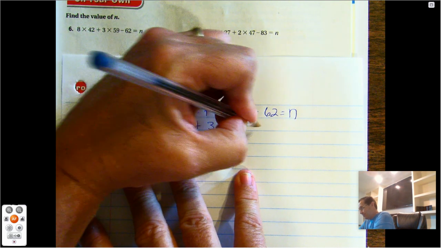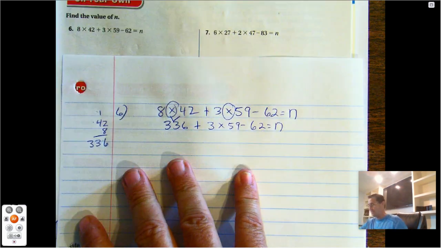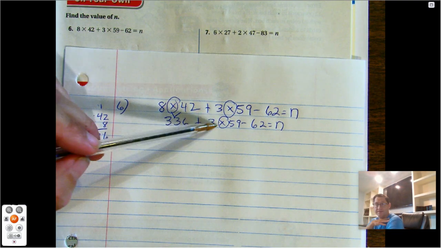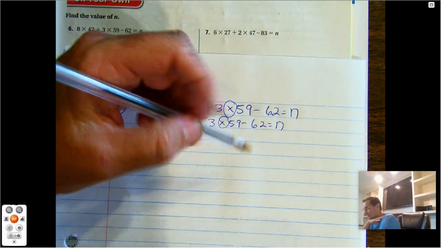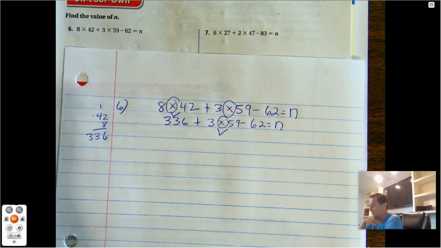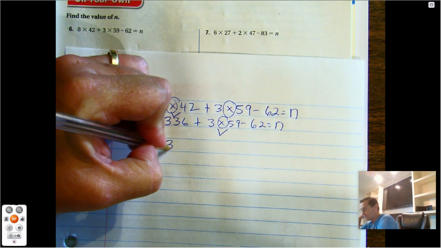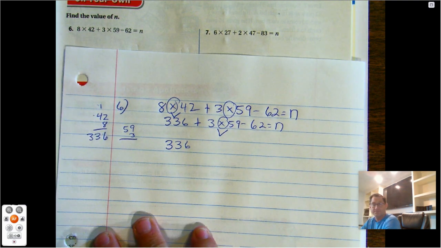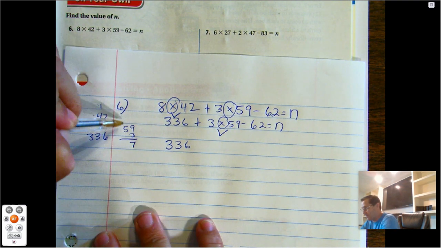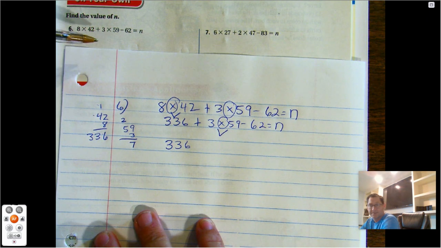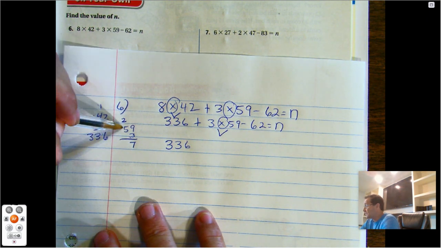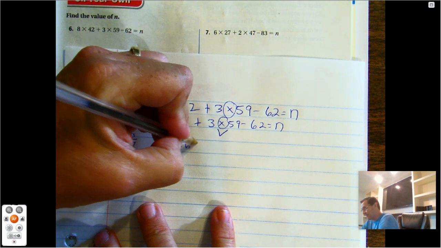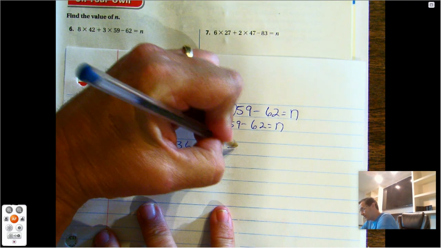Okay, so I still have multiplication, so I need to simplify that first. Multiplication over addition and subtraction. So I'm going to rewrite that. 59 times 3. 3 sets of 9 is 27 ones. Regroup that as 2 tens, 7 ones. 3 sets of 5 tens is 15 tens, and 2 more tens is 177. And rewrite the rest of the expression to the right, which was minus 62.